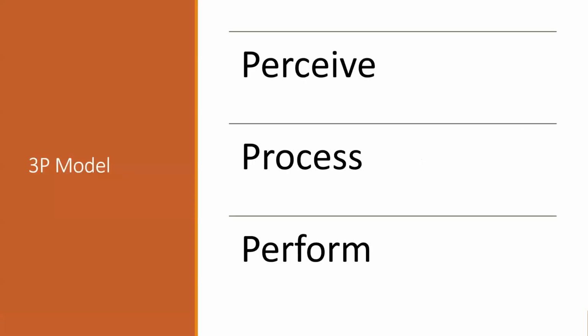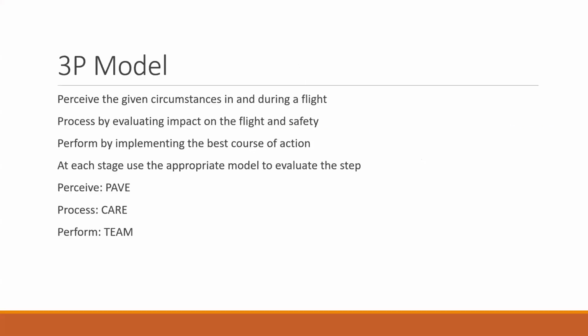All right, the 3P model: the perceive, process, and perform. So first, the 3P model incorporates 3 other models inside of it. So the perceive has the PAVE model, which we talked about. The process has the CARE model, and the perform has the TEAM model. A lot of models. So the 3P model is all about mitigating risk in flight.